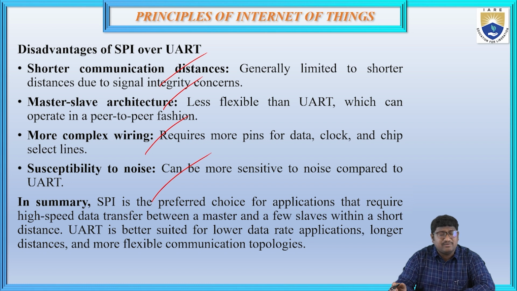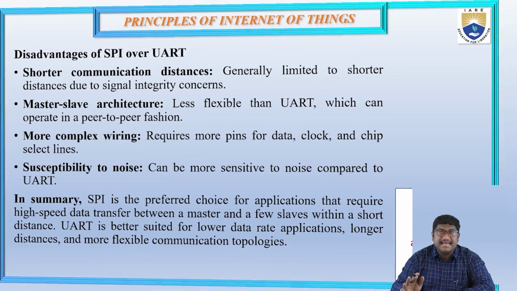In summary, I can say one thing, guys: along with these advantages and disadvantages over UART, SPI is the preferable choice for applications which require high-speed data transfer between a master and a few slaves within a short distance. UART is only suitable for low data rate applications, longer distances, and those which require more flexible communication topologies. This is the summary I can give by comparing UART and SPI.